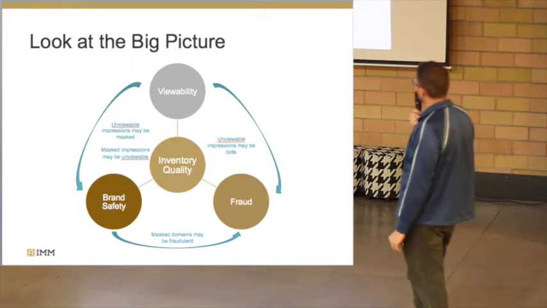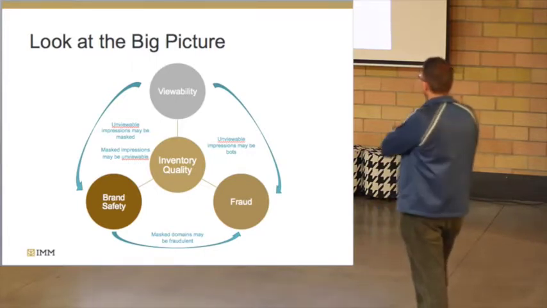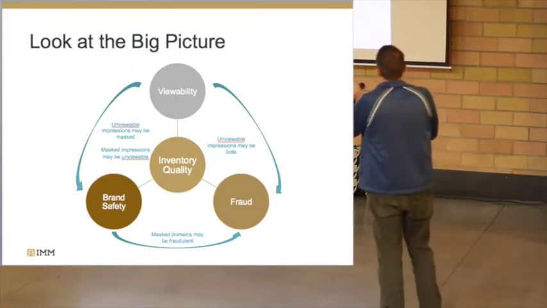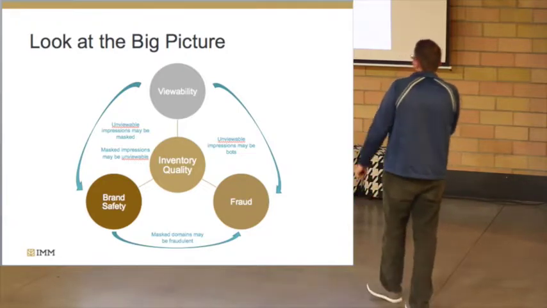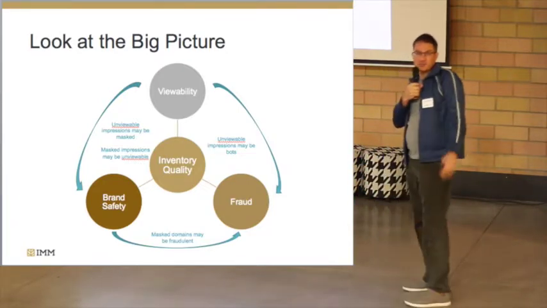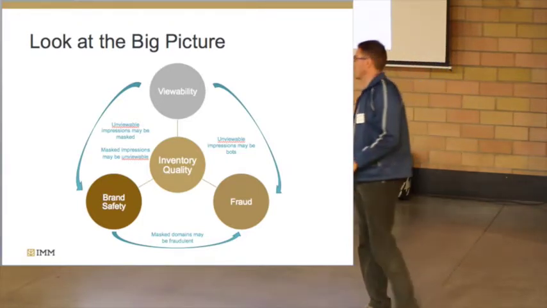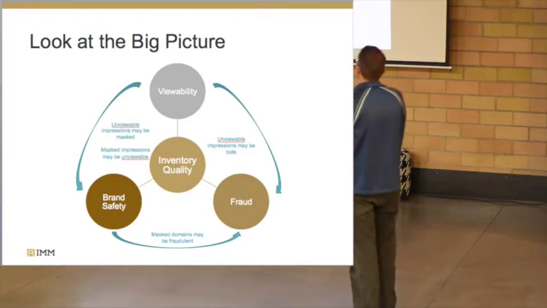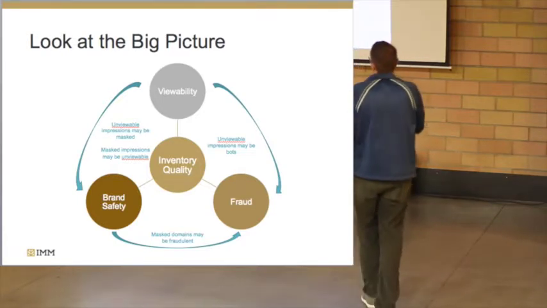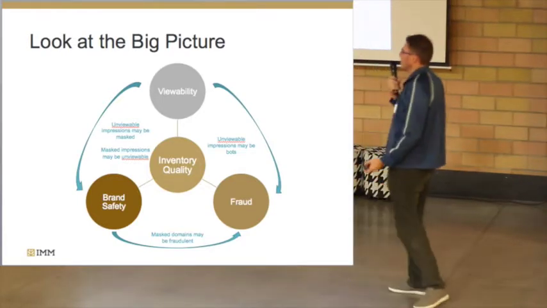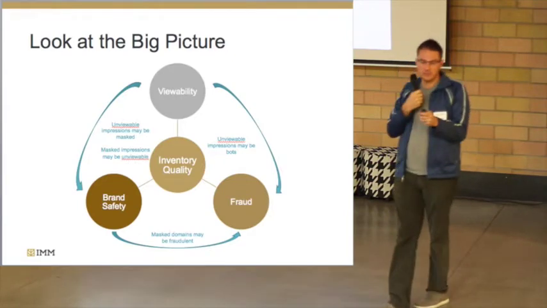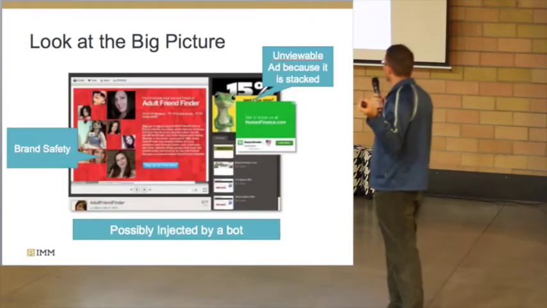The final point I want to make here in the big picture is all of these things are interrelated. So unviewable impressions could be a bot. It doesn't necessarily mean they are, but they certainly could be because a bot can't see. A masked domain may also be fraudulent. We've seen that relationship. Masked domains may also be unviewable, and unviewable impressions simply may be masked. So to look at any one of these independently, you're really missing 2/3 of the picture.